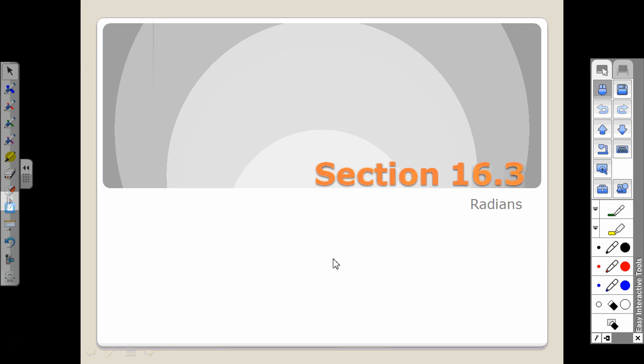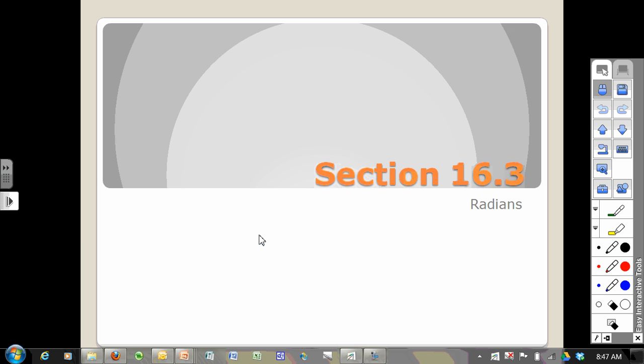All right, so the next unit that we're going to be doing in Trig, we need to understand what a radian is. And as I've said previously, a radian is just another unit of measurement for an angle. So we're going to look at how do you convert from degrees to radians and back again, radians to degrees, in section 16.3.